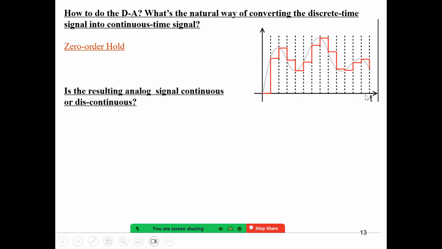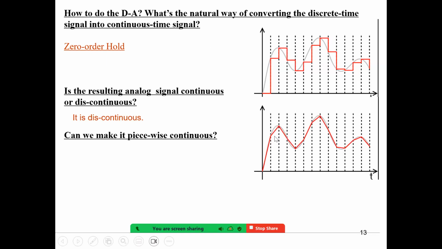But if you look at this analog signal, is it continuous or discontinuous? Discontinuous. At every sample instant, you are going to change the value, and of course that value will be different from the previous one. Now, can we make it piecewise continuous? Why not, we can also do this. This is what we call the first order hold.